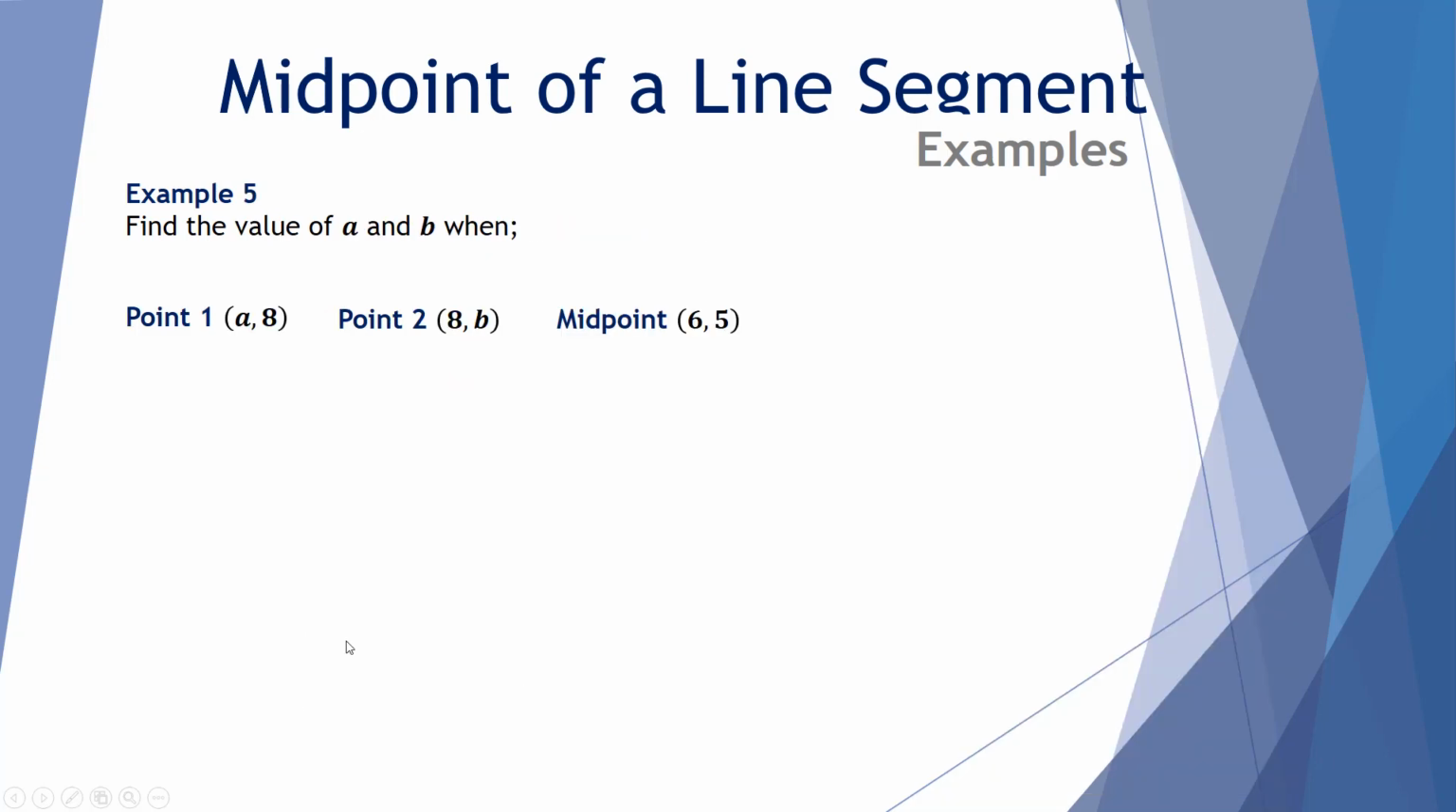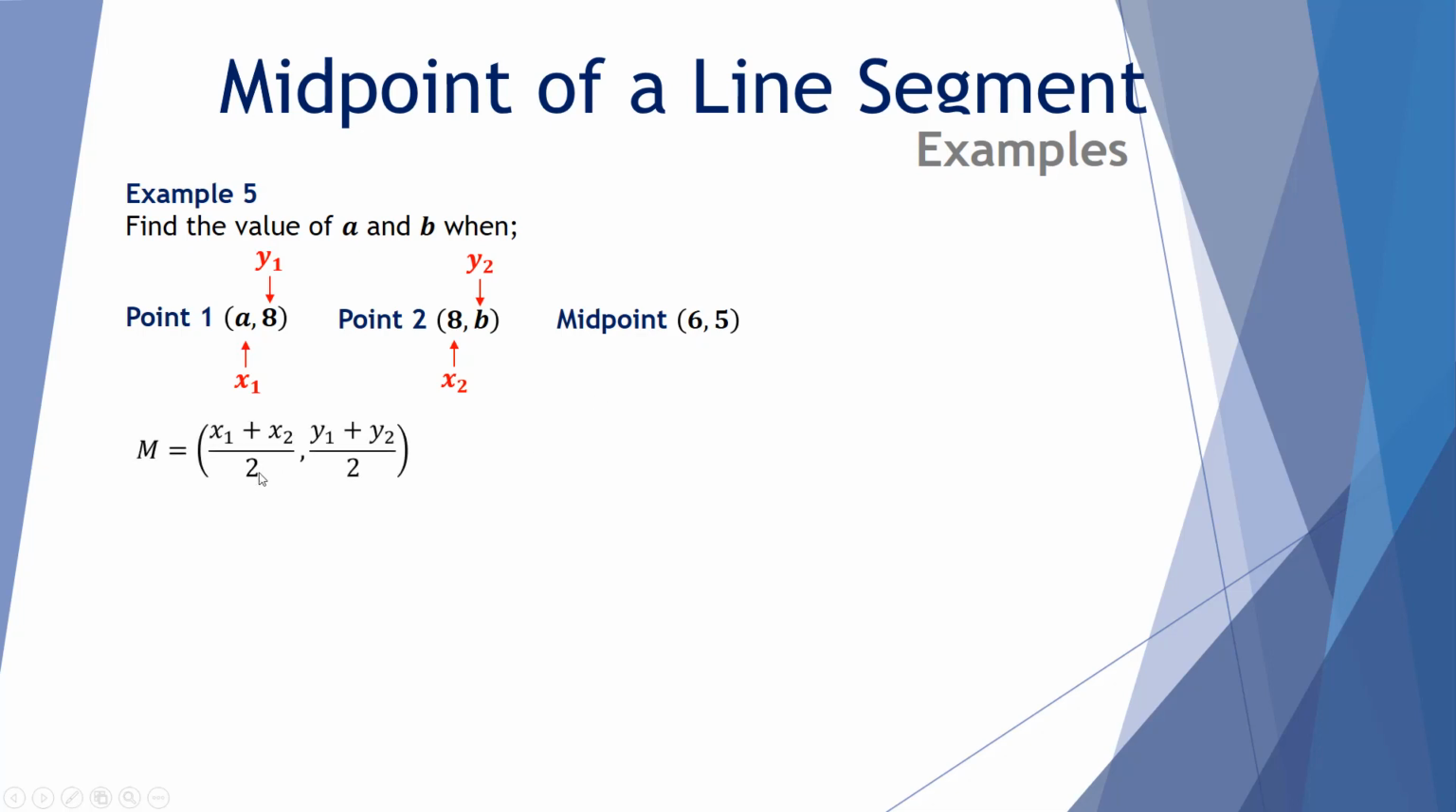One final example, something a little bit different. Example number 5. Find the value of a and b when point 1 has the coordinates of x equals a and y equals 8, and point 2 has the coordinates of x equals 8 and y equals b. And of course we have the midpoint given to us of x equals 6 and y equals 5.